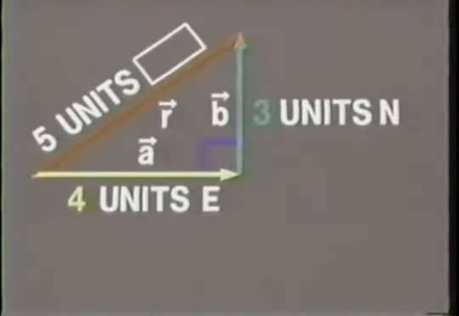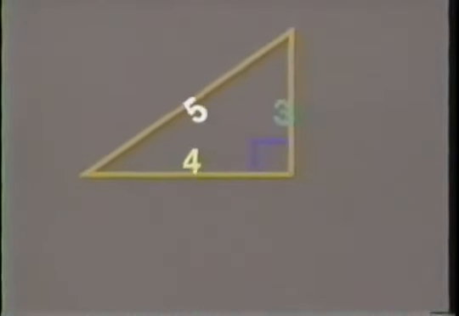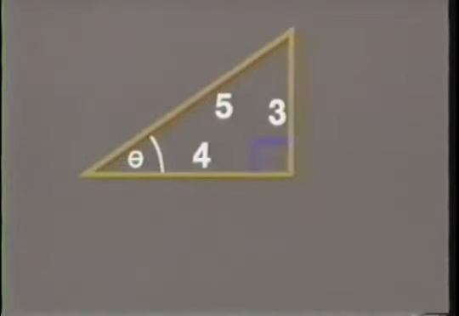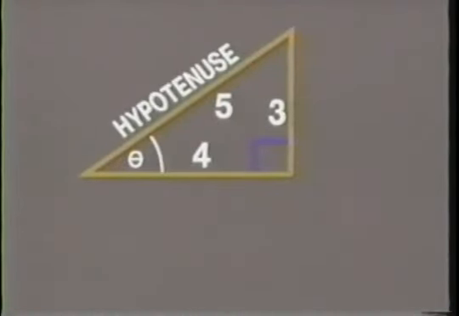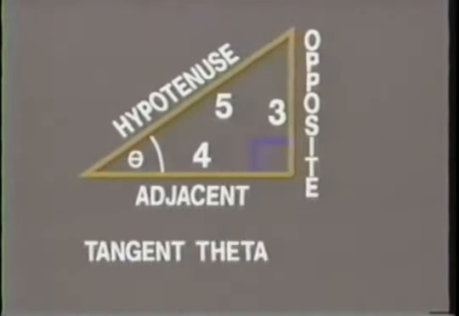To do this, we need to use the relationships found in trigonometry and think of A, B, and R as simply the sides of a triangle. First, we'll call this angle theta. Next, the sides are labeled. The longest side is labeled hypotenuse. The side opposite angle theta is labeled opposite, and the remaining side, the one adjacent to angle theta, is labeled adjacent. Now we need to find the tangent of angle theta, or tan theta.